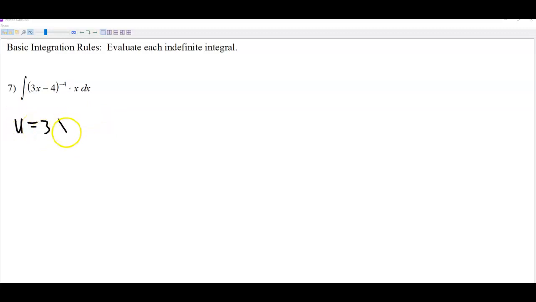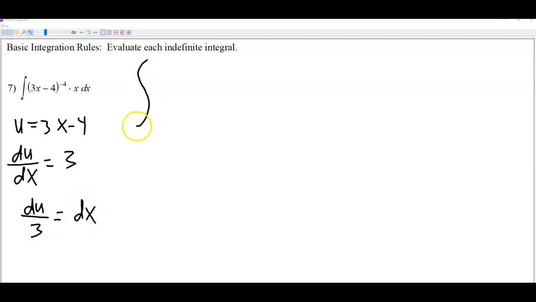So we have u equals 3x minus 4. And the derivative of u with respect to x is 3. And then getting dx by itself, we have that. Doing our u substitution, we get 3x minus 4. Oops, I'm not doing the u sub, am I? Back up a little bit. We're going to replace 3x minus 4 with u.